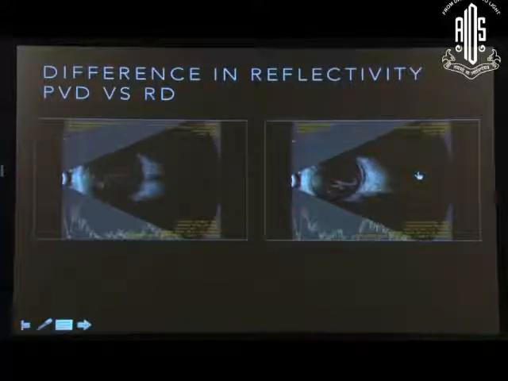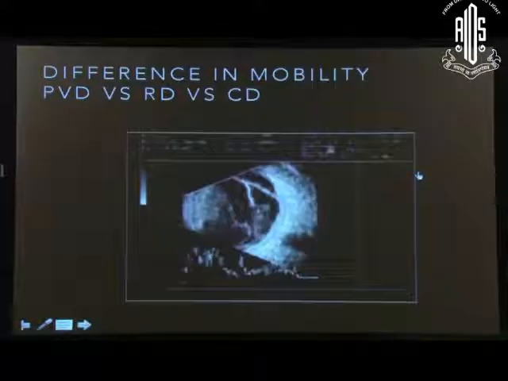And this is a patient with a vitreous hemorrhage and a retinal detachment. So the vitreous membrane is lower reflective, moves much more than the retinal detachment, which is high reflective, attached to the optic disc.